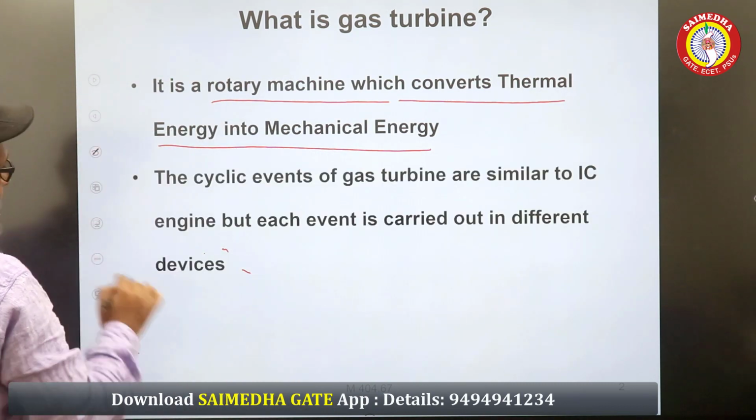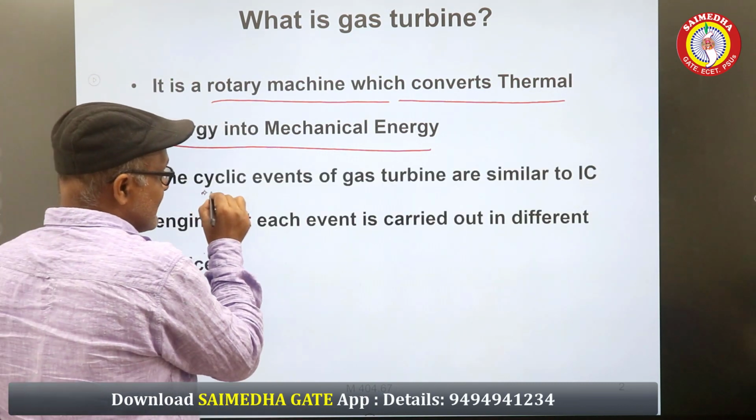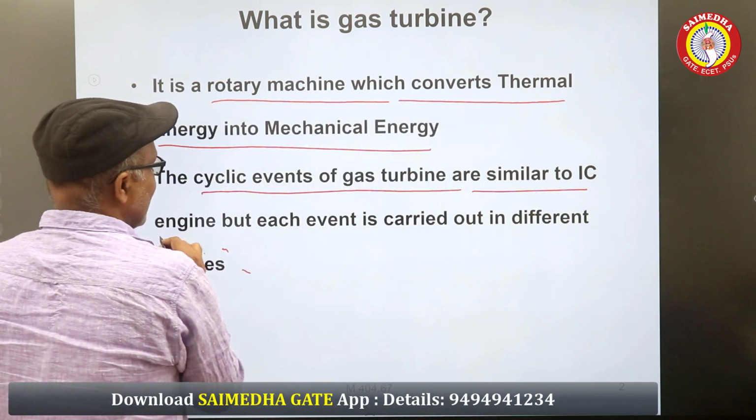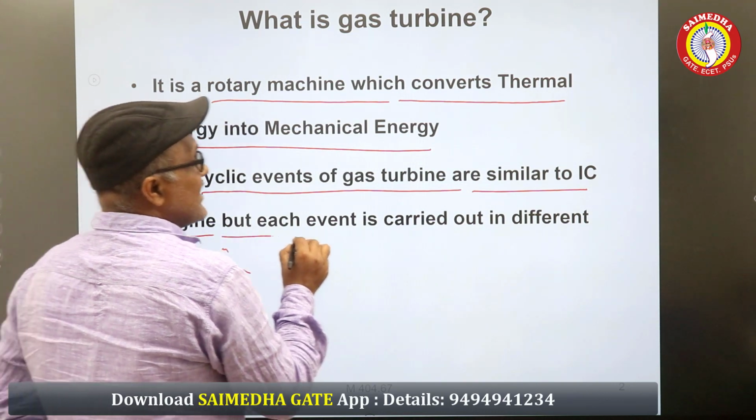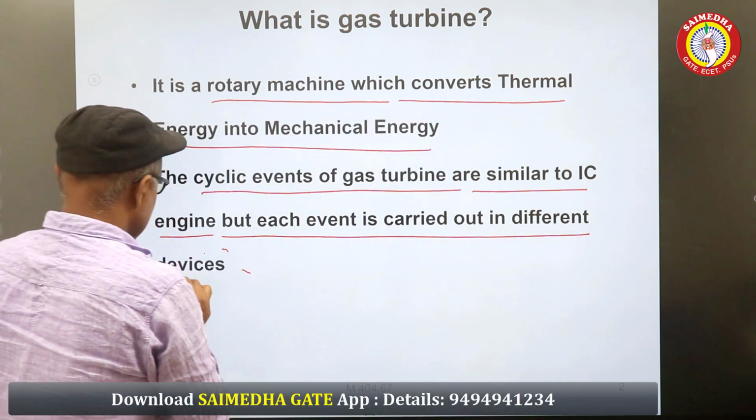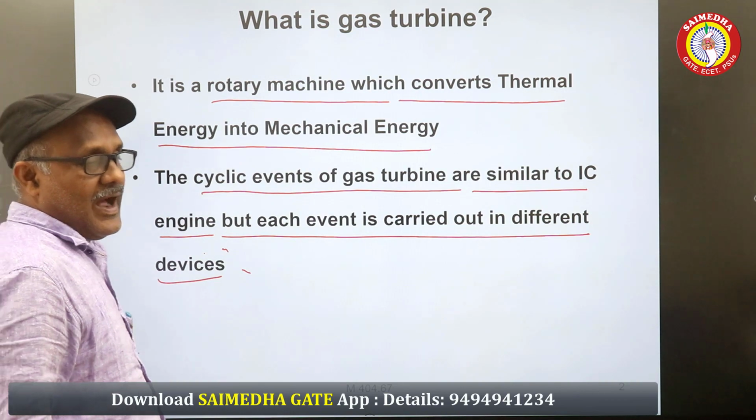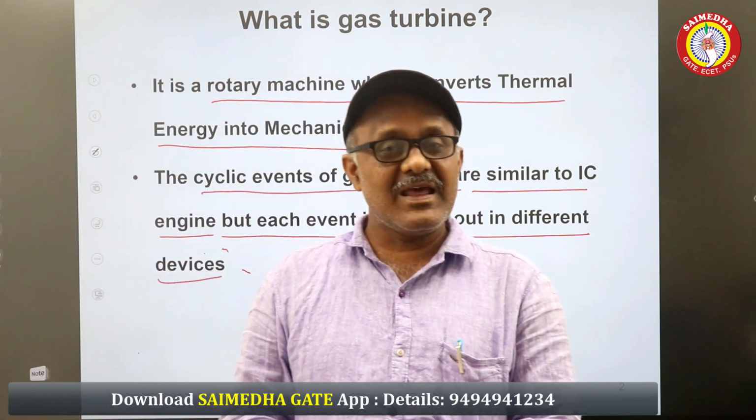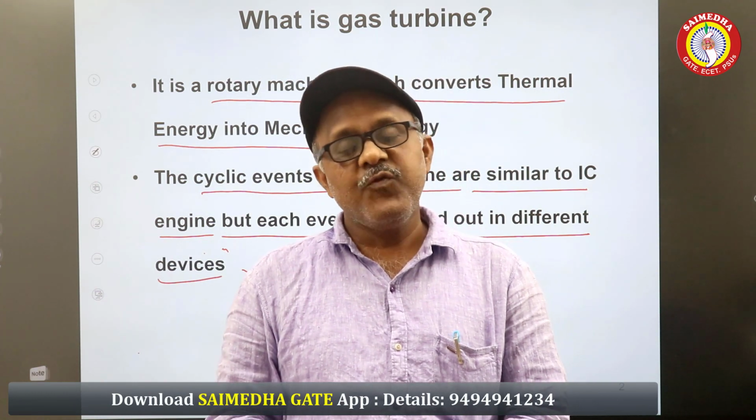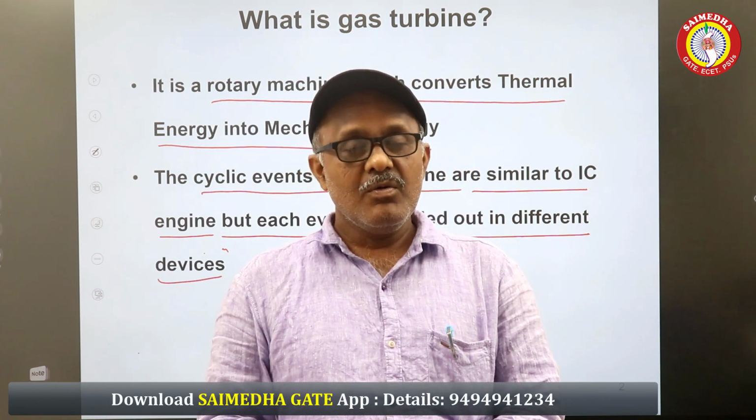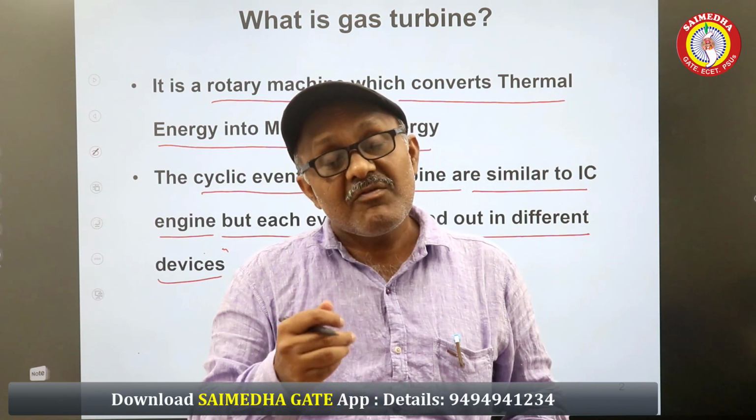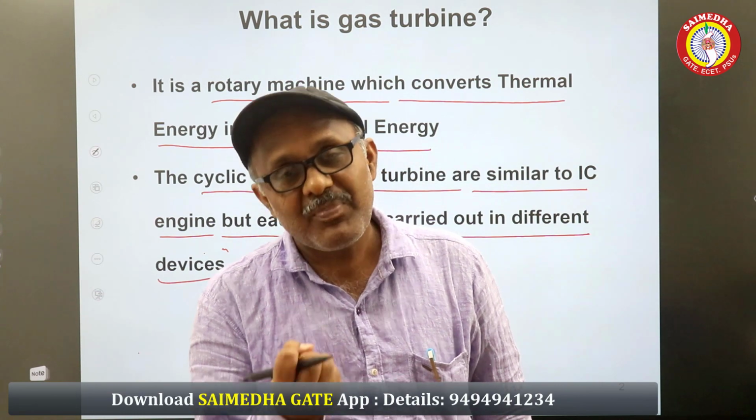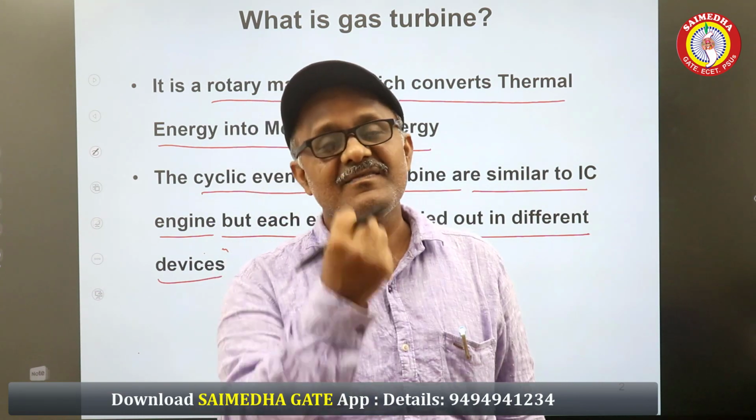Next, the cyclic events of a gas turbine are similar to an internal combustion engine, but each event is carried out in different devices. Students, let us see what happens in an internal combustion engine. In a 4-stroke engine, the 4 strokes take place in 2 revolutions of the crankshaft: suction, compression, expansion, exhaust.